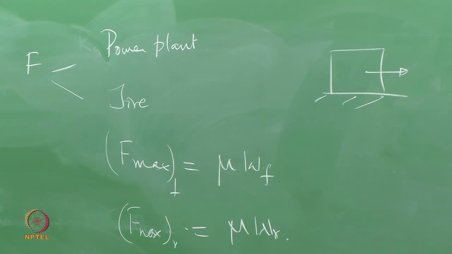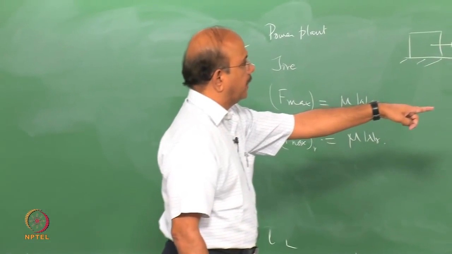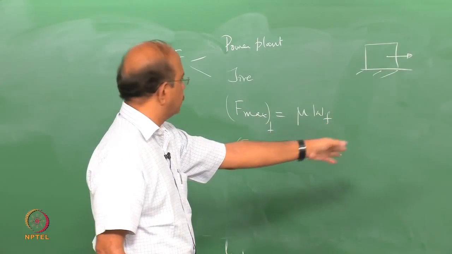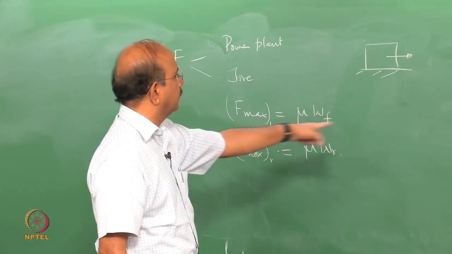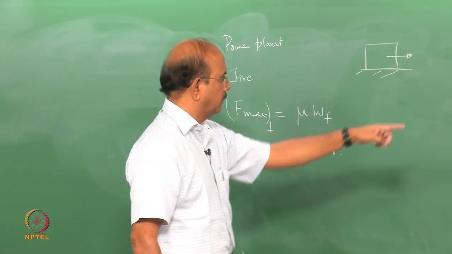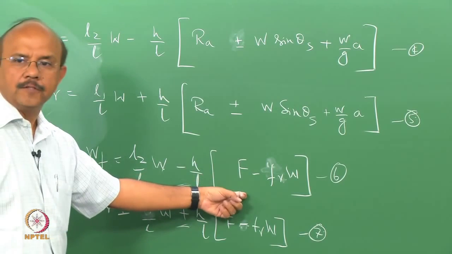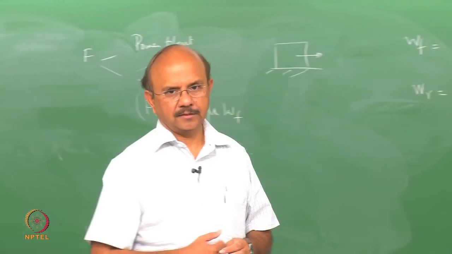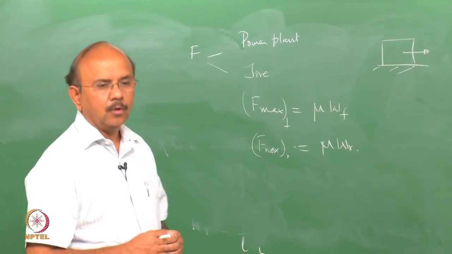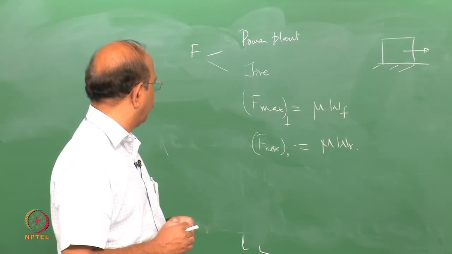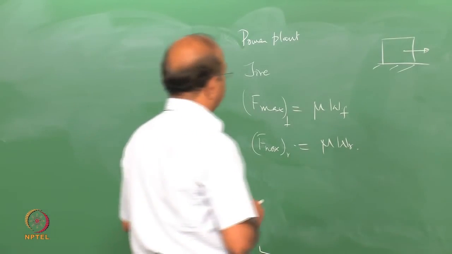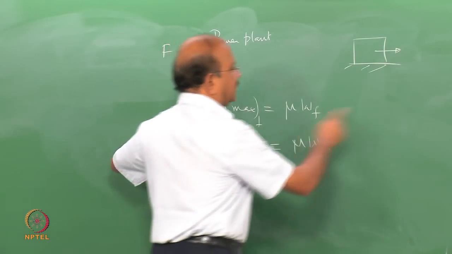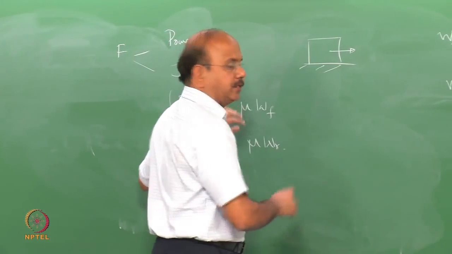So what I am going to do now is substitute for F, whether it is a front wheel drive or a rear wheel drive, mu Wf equals F max. I will substitute for F there and then rearrange these quantities so that I will know what F max over A by G is. Very simple now. The first step is to just substitute in this equation.